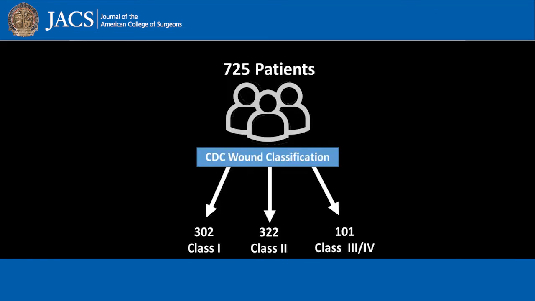The primary outcome measure was hernia recurrence. Secondary outcomes were SSOs and SSIs. We identified 725 abdominal wall reconstructions using ADM with a mean follow-up time of 42 months. 302 patients had clean defects, 322 patients had clean contaminated defects, and 101 had contaminated/dirty infected defects.